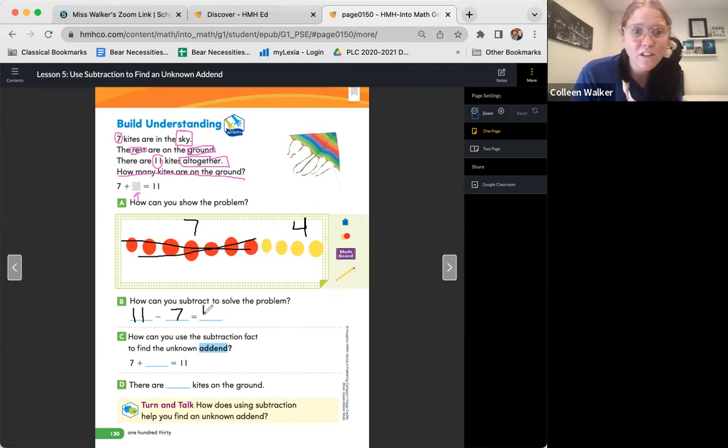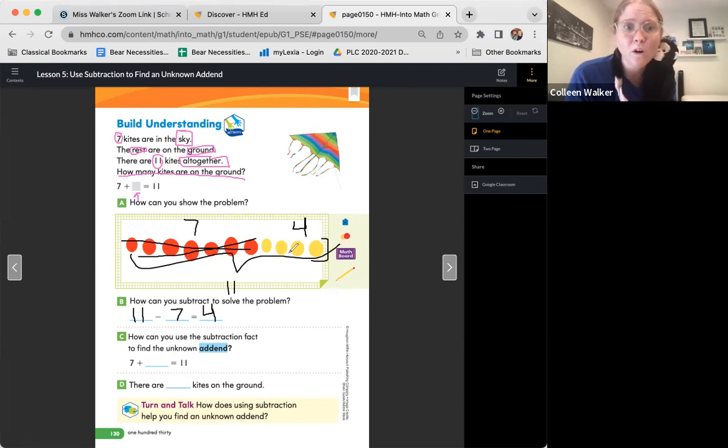Yes, we have 4 left. Awesome. Now it says part C, how can you use the subtraction fact to find the unknown addend? So 7 plus blank equals 11. What did we figure out it was? 7 plus 4. Right, we figured out there had to be 4 kites on the ground to get us up to 11 kites total. There had to be 4 more on the ground. So we know the unknown addend is 4.